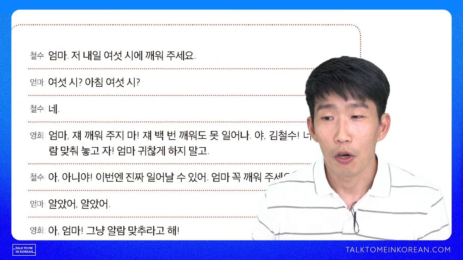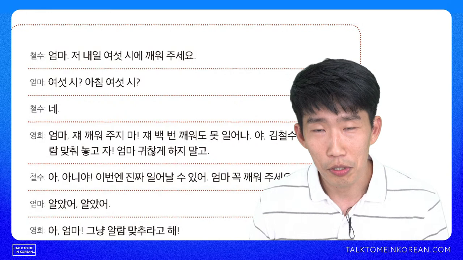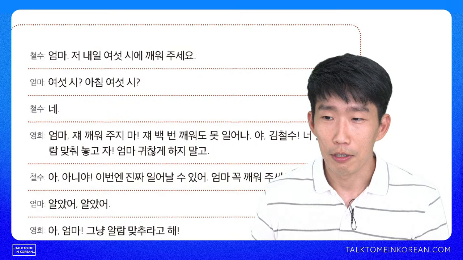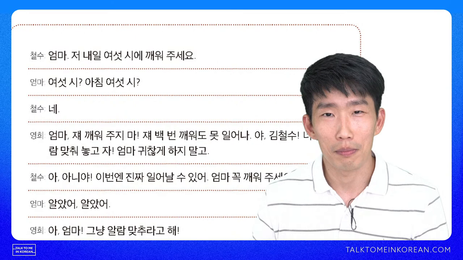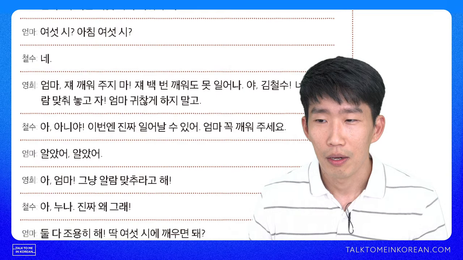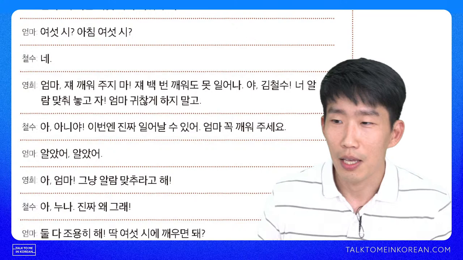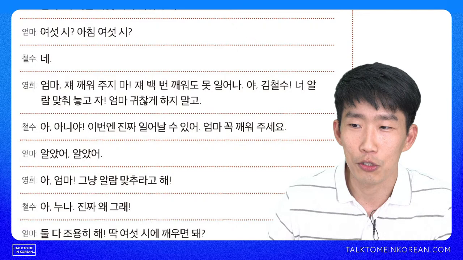엄마 says, 6시? 아침 6시? 6 o'clock? You mean 6 o'clock in the morning? Probably the boy, the guy, doesn't wake up that early in the morning usually, so mom is surprised. 6시? 아침 6시? 네. 엄마, 쟤 깨워주지 마. Mom, don't wake him up. 쟤 100번 깨워도 못 일어나. 야, 김철수, 너 알람 맞춰놓고 자. 엄마 귀찮게 하지 말고. So, 엄마, 쟤 깨워주지 마.